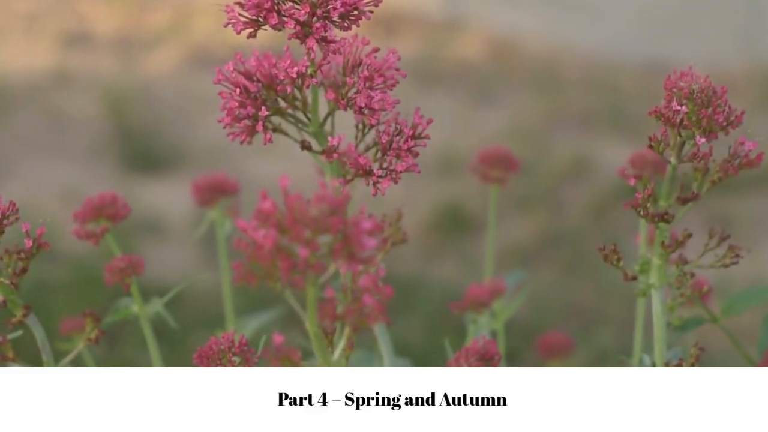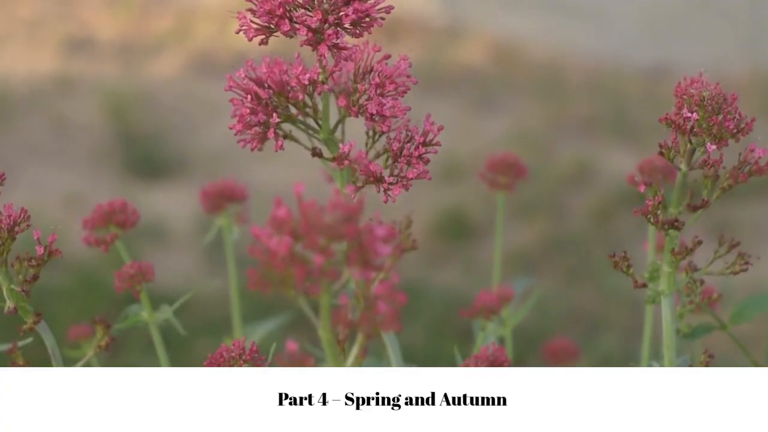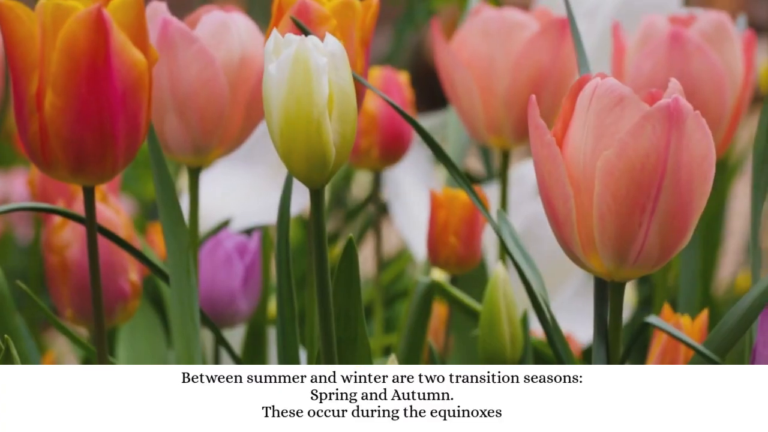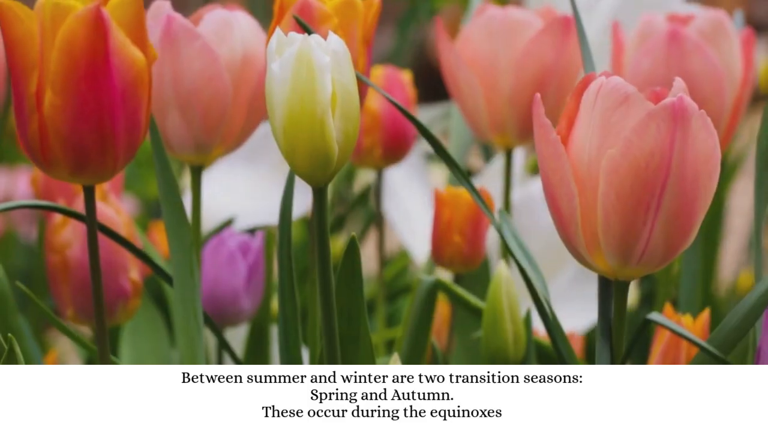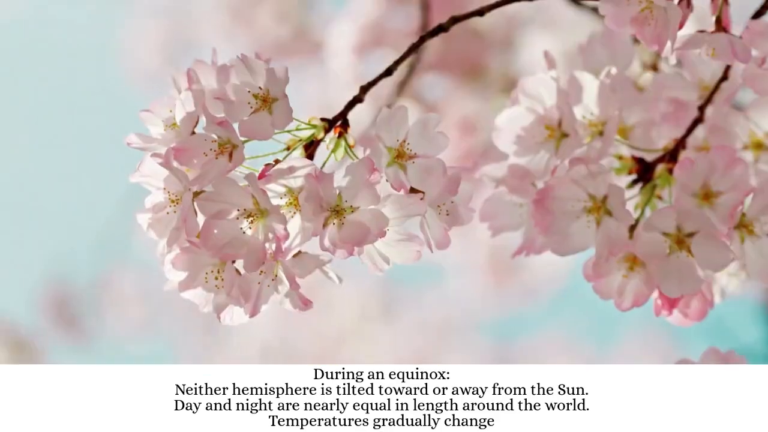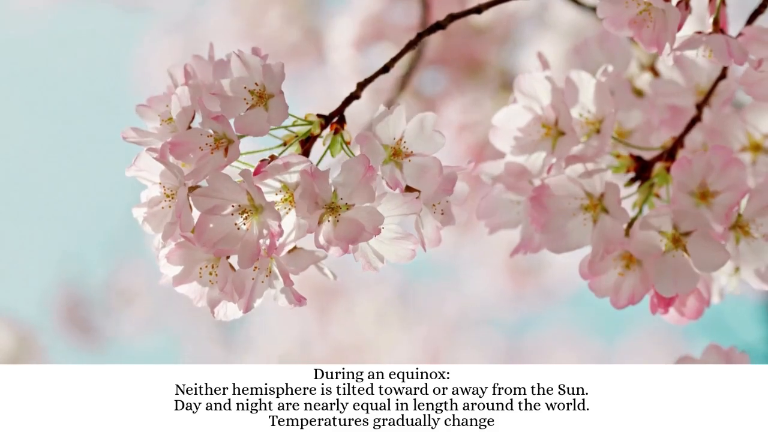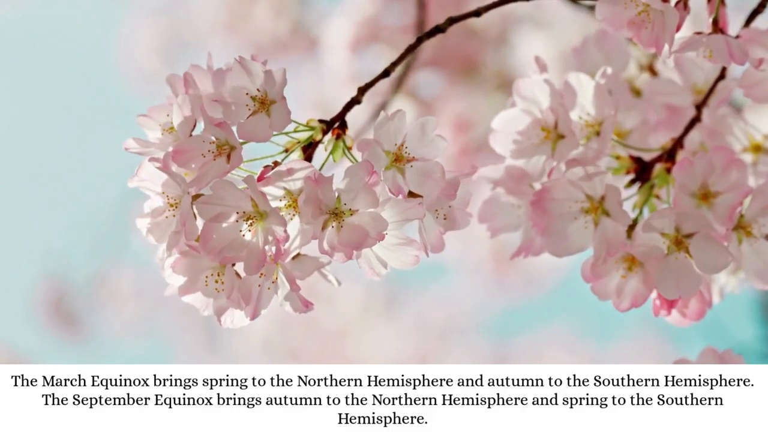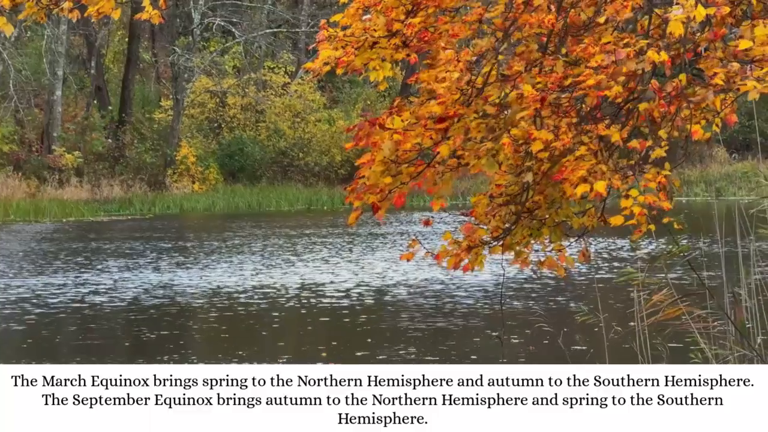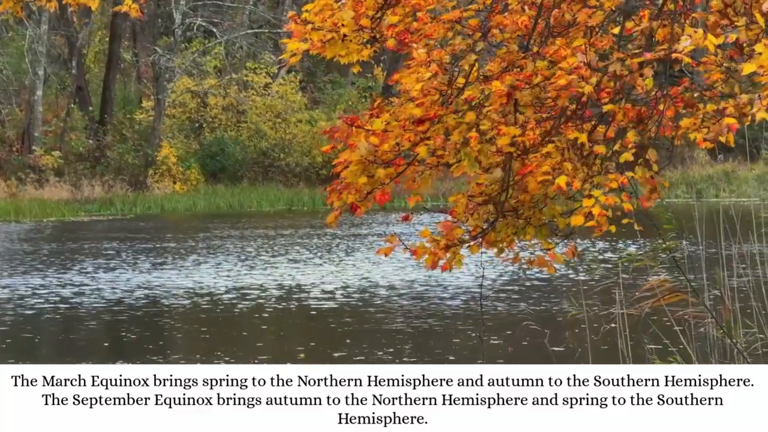Part 4, Spring and Autumn. Between summer and winter are two transition seasons, spring and autumn. These occur during the equinoxes. During an equinox, neither hemisphere is tilted toward or away from the sun. Day and night are nearly equal in length around the world. Temperature gradually changes. The March equinox brings spring to the northern hemisphere and autumn to the southern hemisphere.